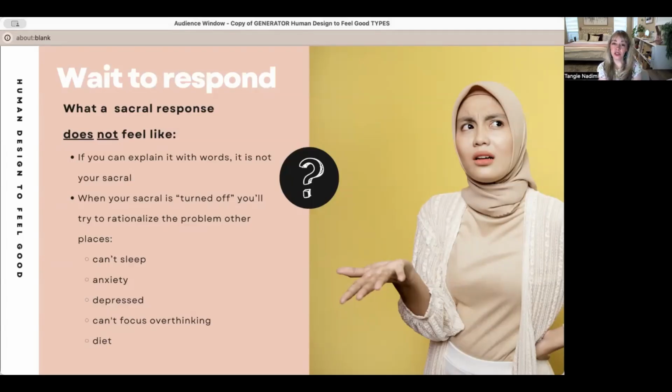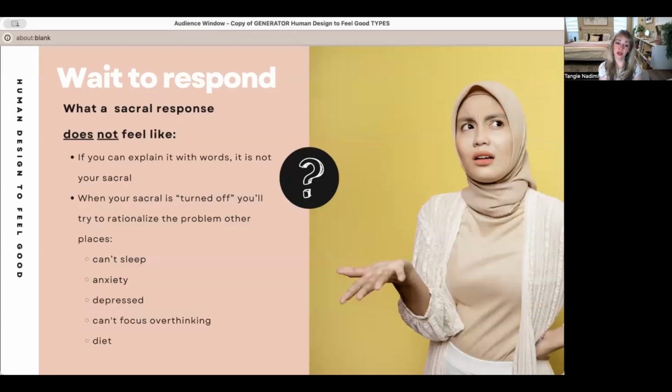When your sacral is turned off by an opportunity, you'll try to rationalize the problem other places by saying, well, it's because I didn't get enough sleep, or I'm feeling anxious or depressed, or I can't focus, or I'm overthinking. Maybe it's my diet. A lot of times we'll move into our not-self centers when we're not feeling satisfied as generators.